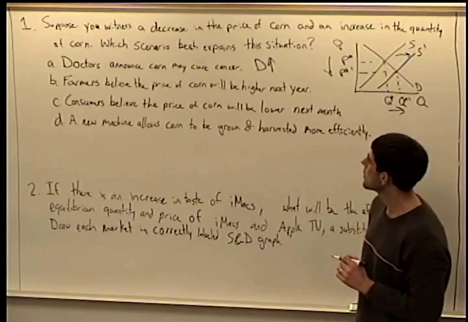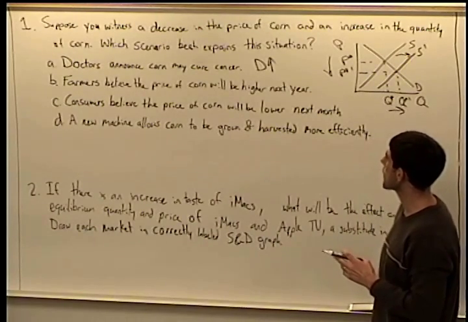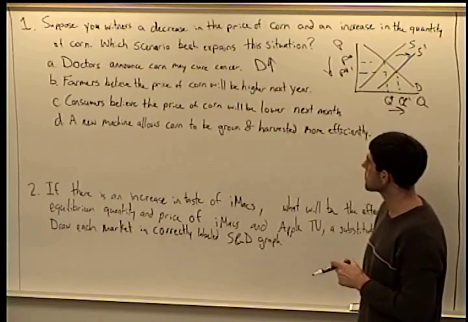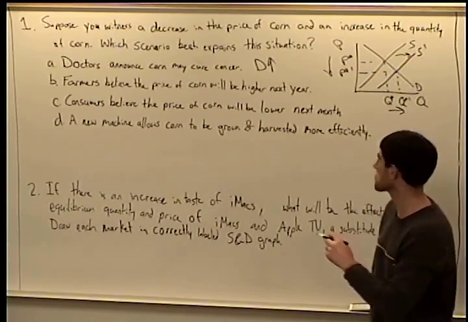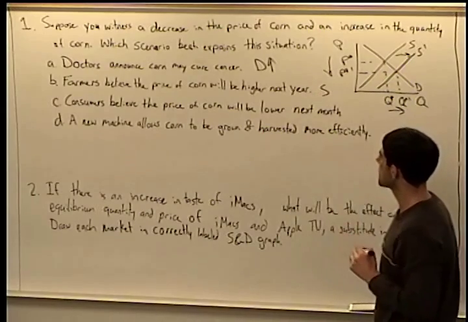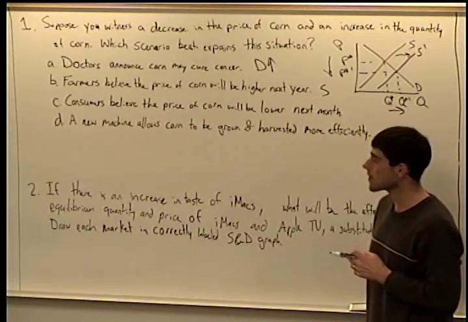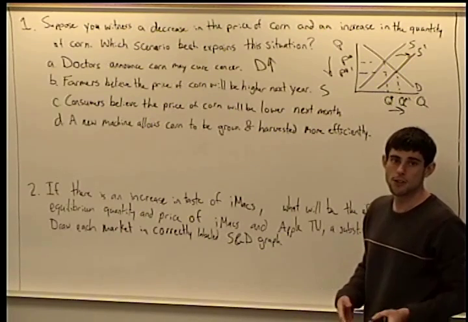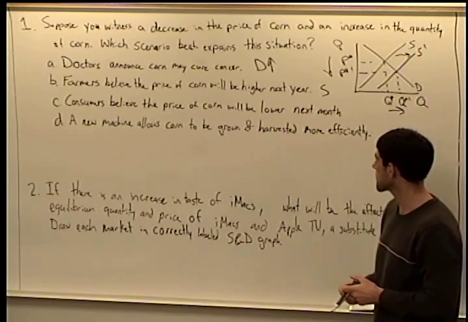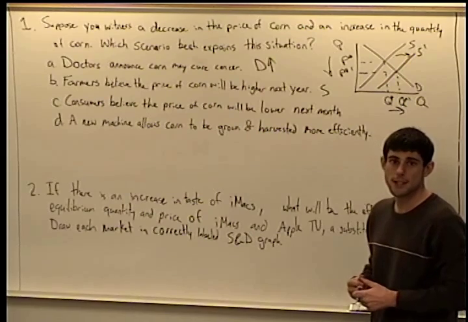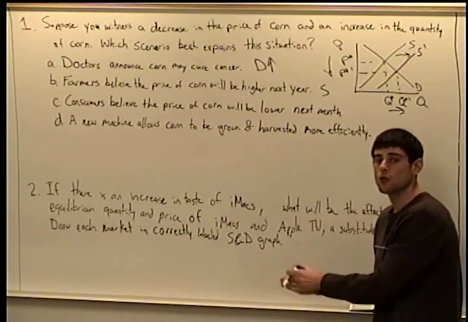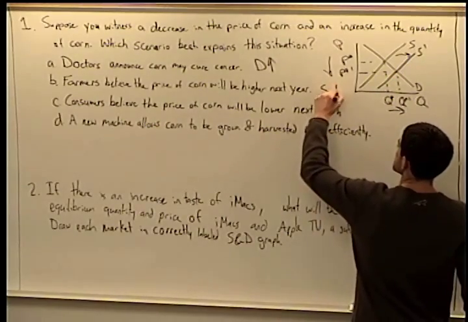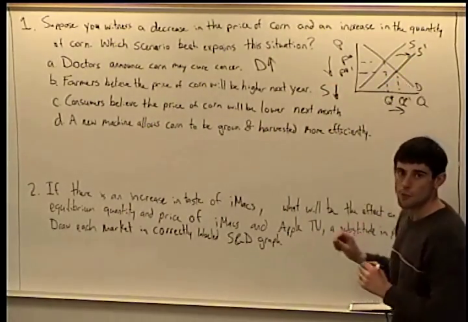Part B, farmers believe the price of corn will be higher next year. Farmers are the suppliers of corn, so we're looking at supply. If they think the price of corn will be higher next year, corn becomes more profitable next year as compared to this year. So instead of planting corn this year, farmers may plant soy this year so they can plant corn next year when the price is higher. In this case, supply will decrease, which is the opposite of what we want.